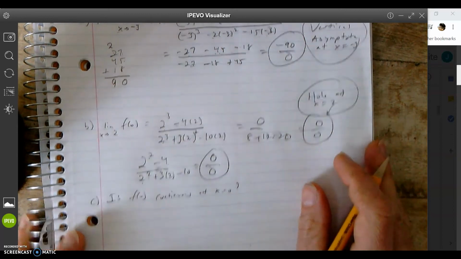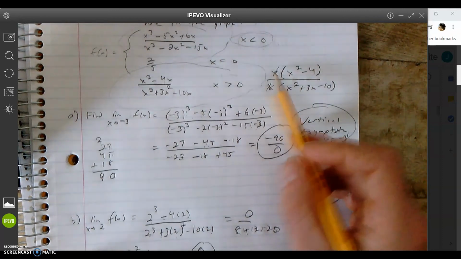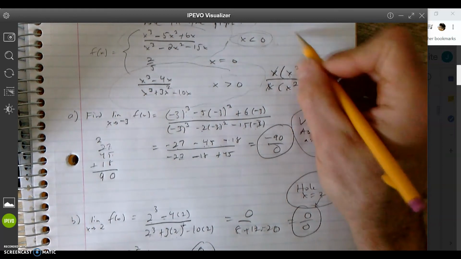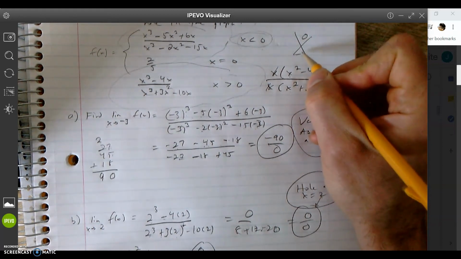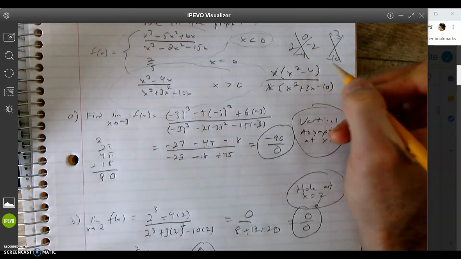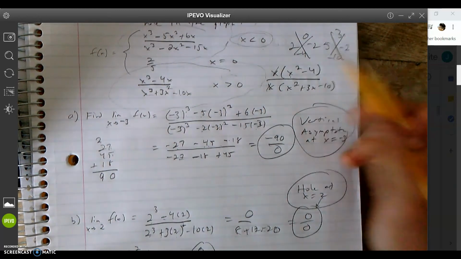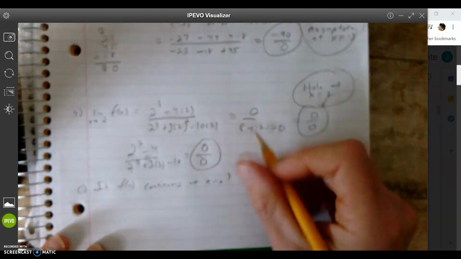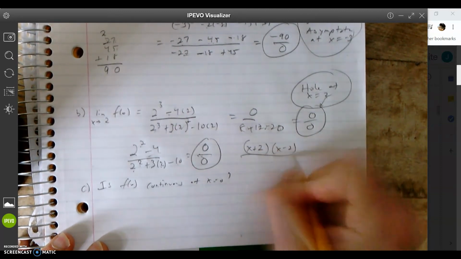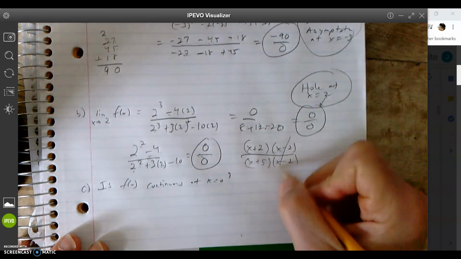Oh my goodness. So what do I have to do? Oh yeah, I got to factor this again. So I plugged in 2 the first time, got 0 over 0, factor out an x, got 0 over 0. And so now I need to factor this again. So this is going to be 0 on the top, negative 4 on the bottom, which is 2 and negative 2. 3 on the top and negative 10 on the bottom, which is 5 and negative 2. Cool. So you factor the numerator, factor the denominator. So it's x plus 2, x minus 2 divided by x plus 5, x minus 2.